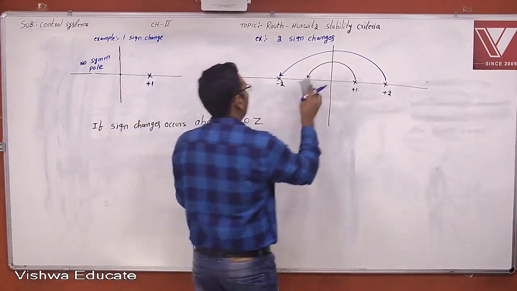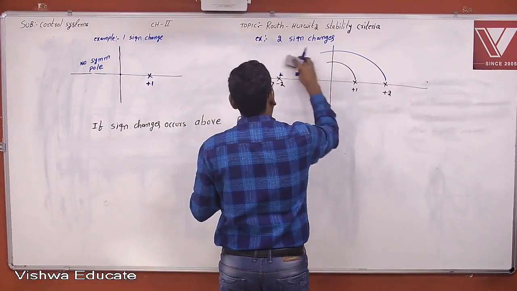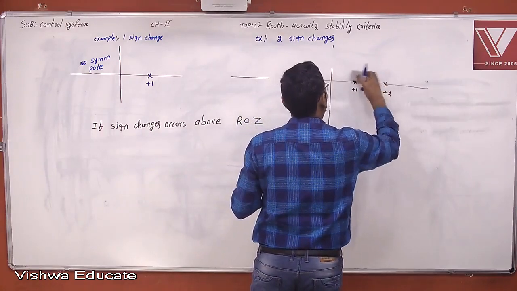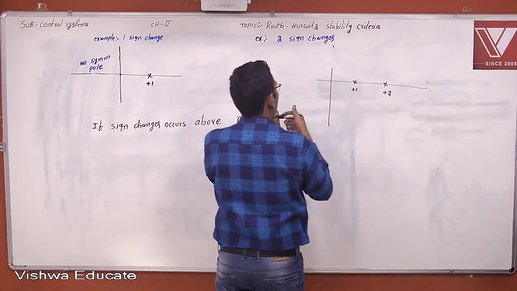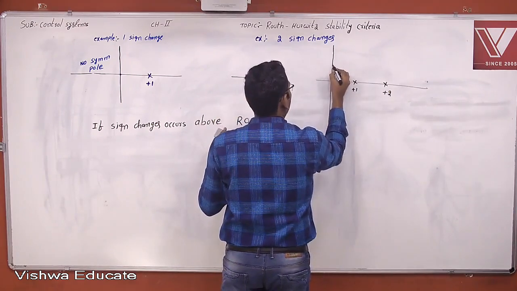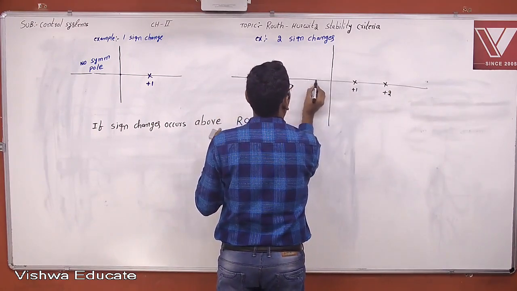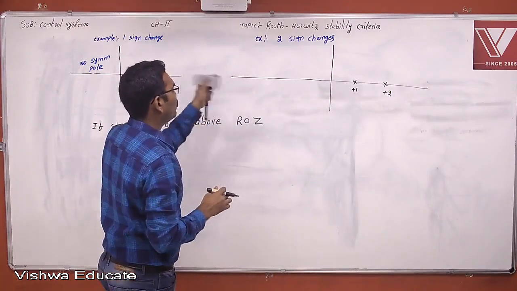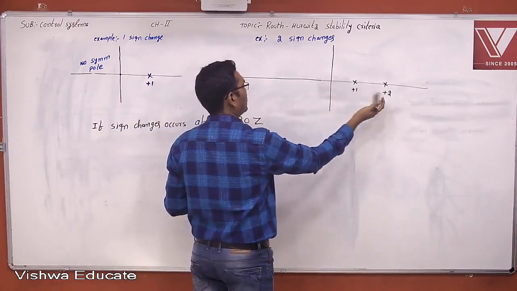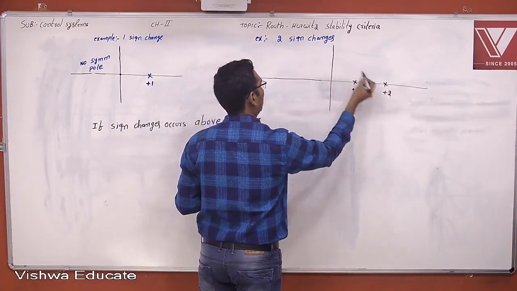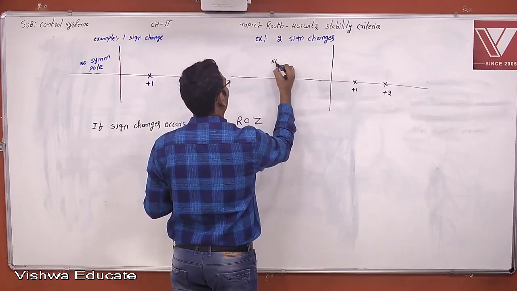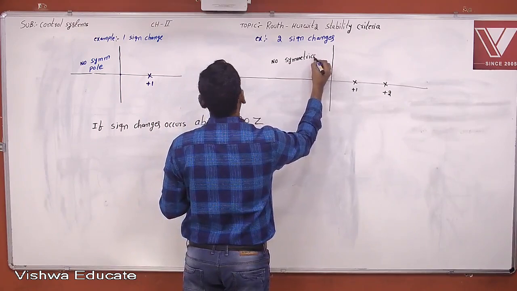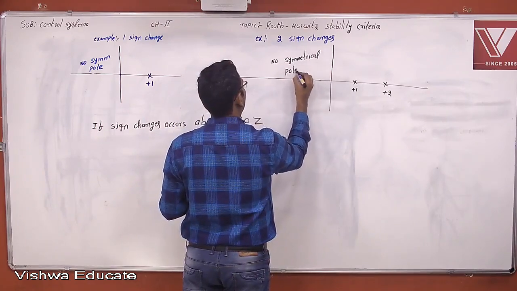Here also, for example, there are two sign changes. Now let us take two poles on the right hand side of S-plane. Two sign changes means two poles on the right hand side of S-plane, and there are no symmetrical poles on the left hand side.